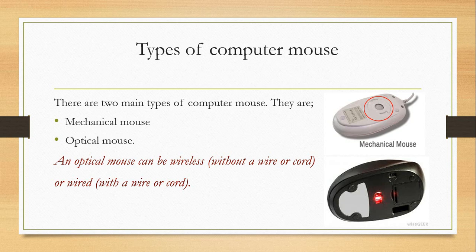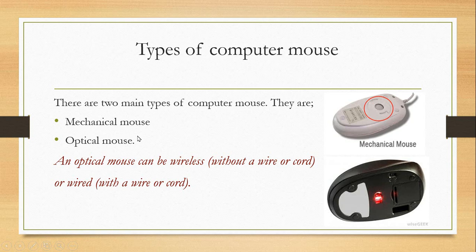Some people argue that we have three types of mouse: mechanical mouse, optical mouse, and wireless mouse. But the wireless mouse can also be an optical mouse. As you are seeing this mouse here, it has no wire. That is why we call it wireless mouse. It has a battery, so it uses Wi-Fi or Bluetooth. You connect it to your laptop, and you can use it.